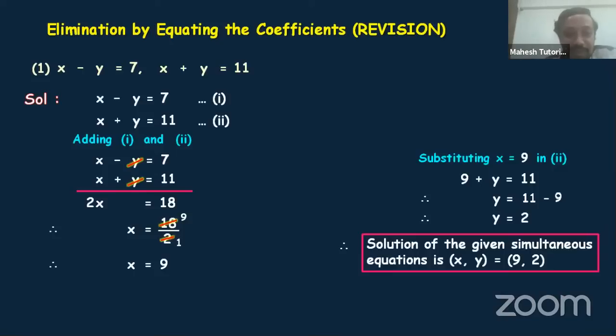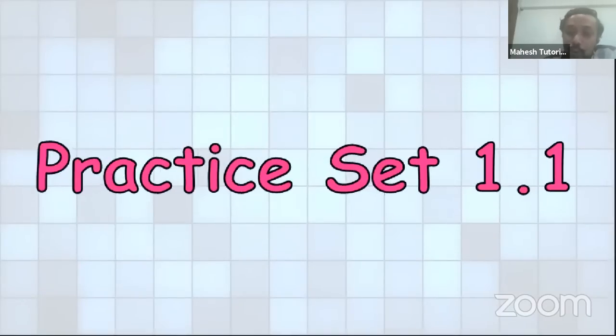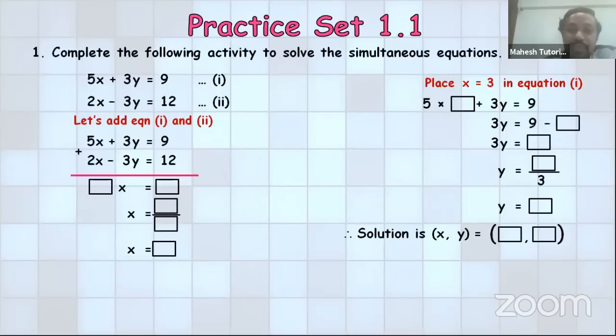Now let us take up a sum from the textbook. Practice set 1.1, question number 1. Now students, this sum carries a weightage of 3 marks. The question says, complete the following activity to solve the simultaneous equations. In this, they have already done a lot of steps. And what they are expecting us to do is, wherever we see empty boxes, we only have to fill them. Okay? But still in this sum, we'll revise all the steps that we have learned in our previous sum.